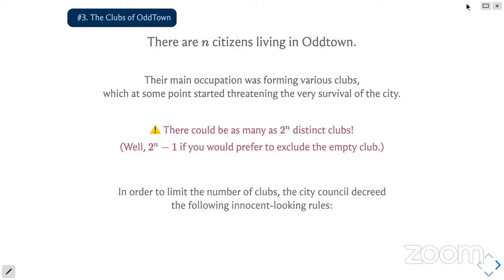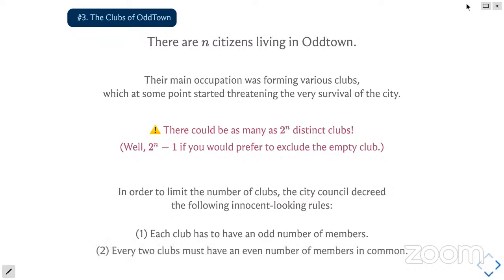And the story goes that they declared the following regulations. They said, well, each club can only have an odd number of members. And that's where the name Odd Town comes from, as you might have guessed. But they also further imposed that every pair of clubs must have an even number of members in common. And we want to think about, to what extent does this bring the total number of clubs under control?